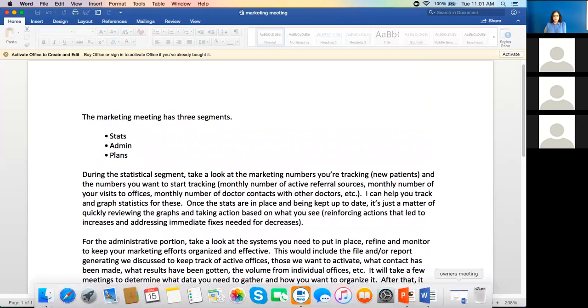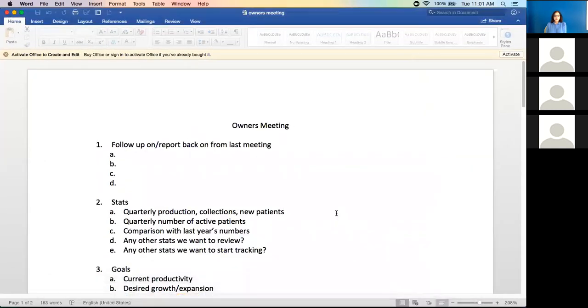And then again, for the owners meeting, this is agendized. And in fact, you'll see that it's very, very close to the agenda for the management meeting in format only. It has different topics, but also, for example, once you get into the stats section, you can see that these are quarterly reviews of numbers. These are comparisons with an entire last year's previous numbers. It has to do with, are we tracking the right stats? Are there other stats that we want to track? So clearly this is a bigger picture look.